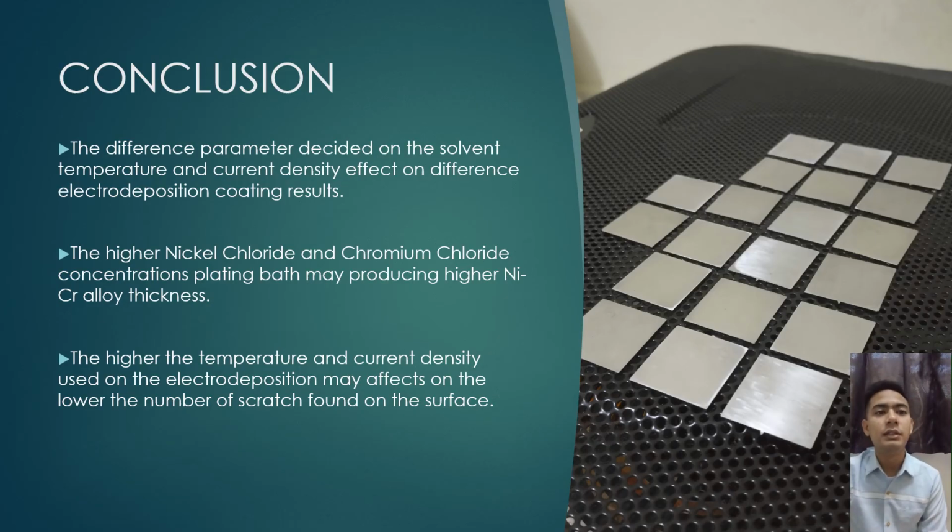The last part is the conclusion. I can summarize that the different parameters, the solvent temperature and also the current density, affect the electrodeposition coating results. The higher nickel chloride and chromium chloride concentration in the plating bath may produce a higher nickel chromium alloy thickness. Lastly, the higher the temperature and the current density used in the electrodeposition, the lower the number of scratches found on the surface morphology.